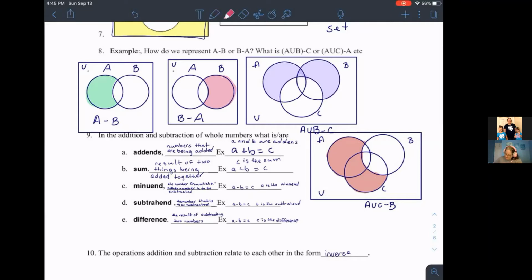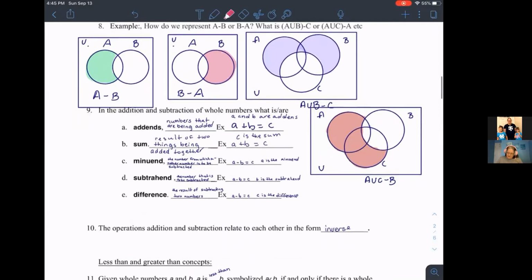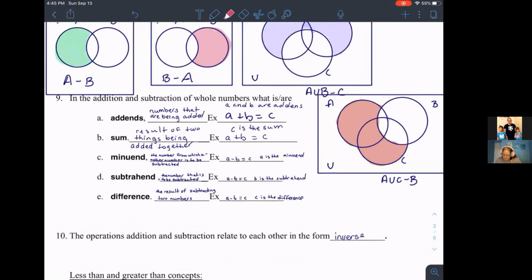Then down here is the same. We've got the AC version and minus B. So number 9, it says in the addition and subtraction of whole numbers, what is or are addends? I think that's how you pronounce it.